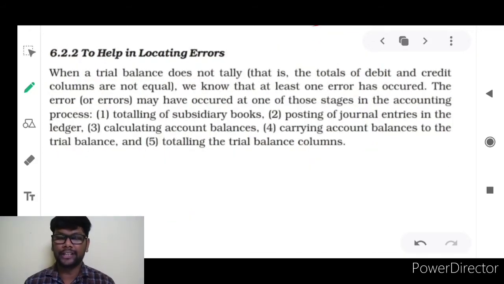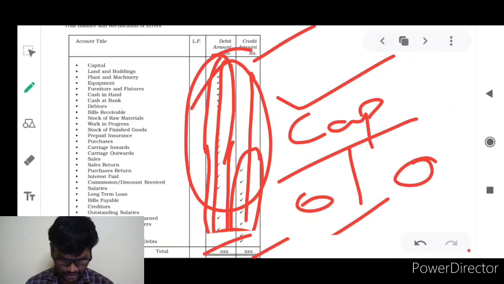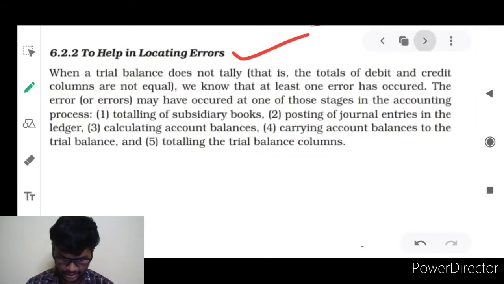And the second objective of the trial balance is to help in locating errors. When a trial balance does not tally, it means the totals of the debit and credit columns are not equal. Look at this. Here they have given the total of the debit and credit sides. If it does not tally, some errors are there, and we can easily find out those errors. So if it does not tally, that is, the totals of the debit and credit columns are not equal.